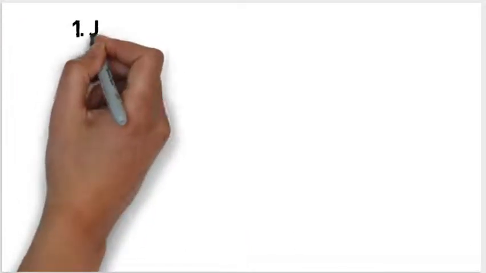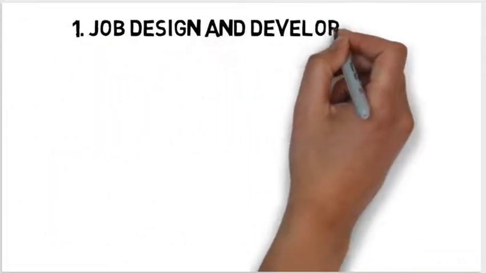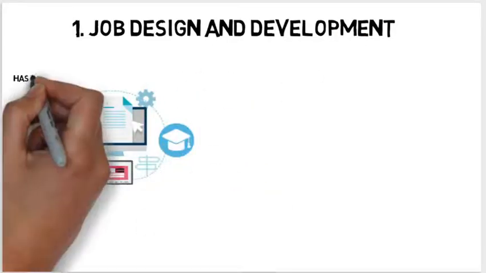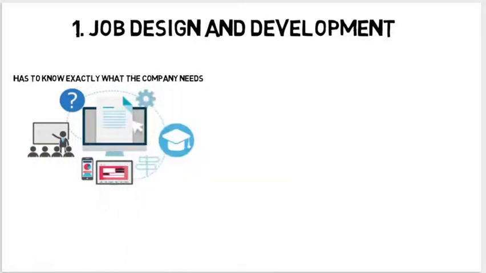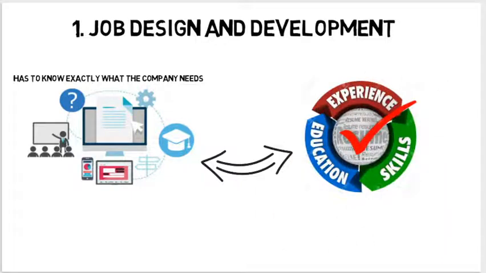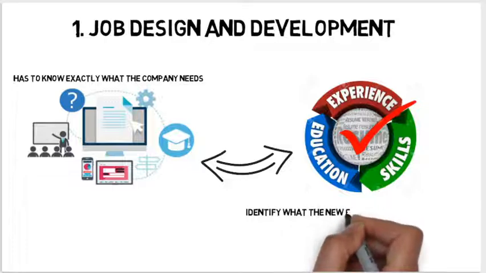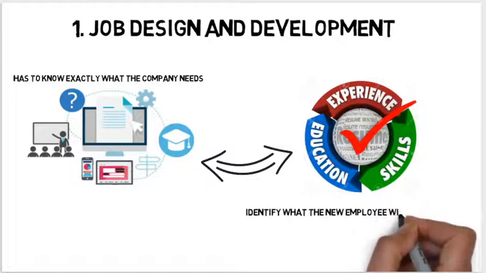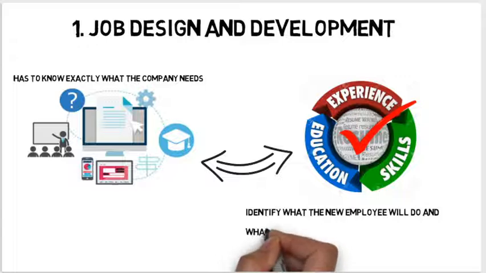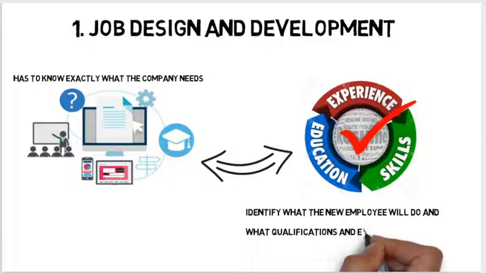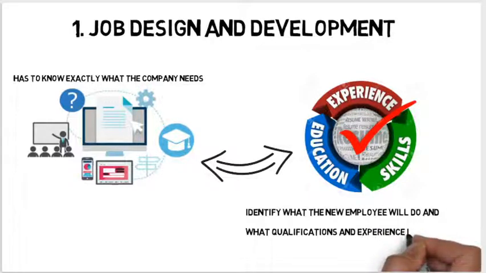Job design and development. In order to find someone to work for a company, a recruiter first has to know exactly what the company needs. The first function of recruitment thus is to identify what the new employee will do and what qualification and experience is necessary to complete the work task. From the identified points, the company develops a formal job description and sets a basic pay scale.